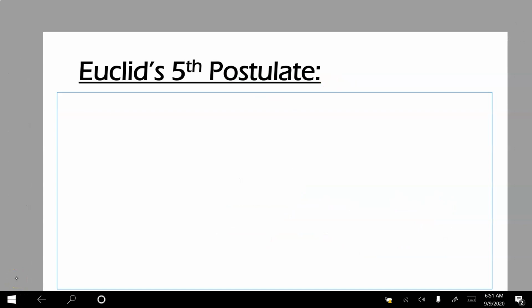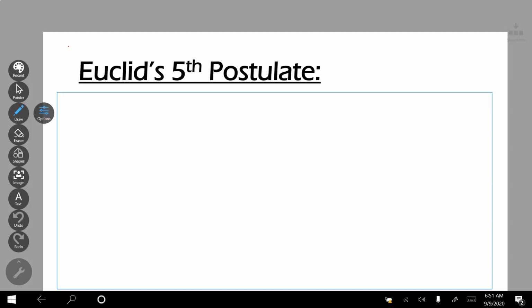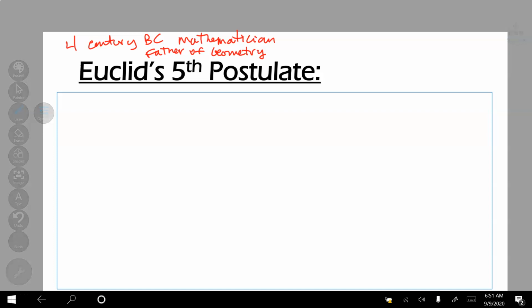So we're going to talk about Euclid's fifth postulate. He came up with ideas on which he based geometry. Euclid is a 4th century BC mathematician known as the father of geometry. He basically took all the geometry that other people had worked on in that time frame and really composed books. So when we study geometry, we mostly study what is called Euclidean geometry.